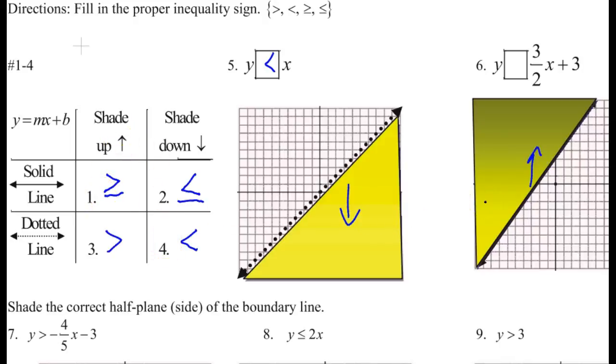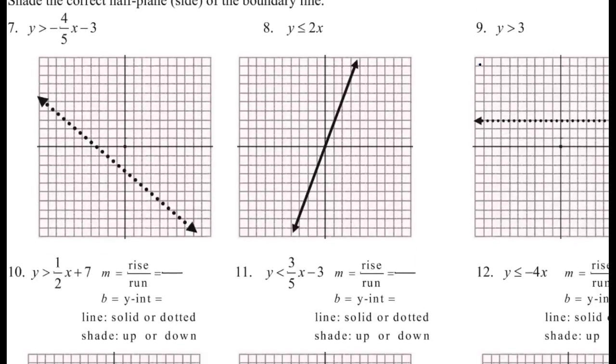Which solid line is either 1 or 2, right? So which one is it? Number 1, because it's shaded up, so it'd be a greater than or equal to. Yeah. Okay. So let's just go through a few. I'm going to go down the middle this time and do those examples.